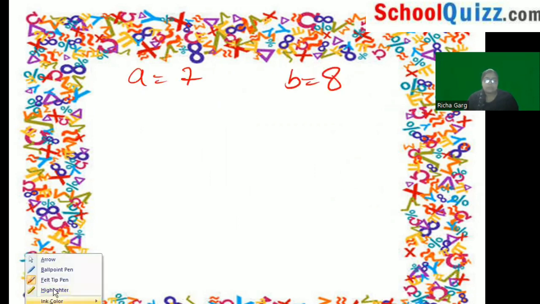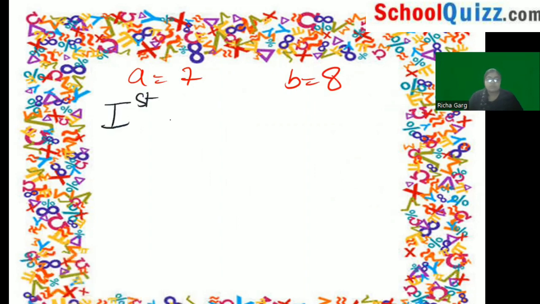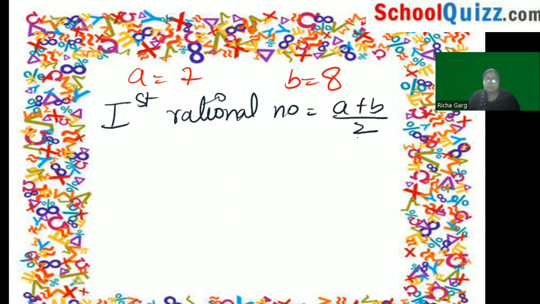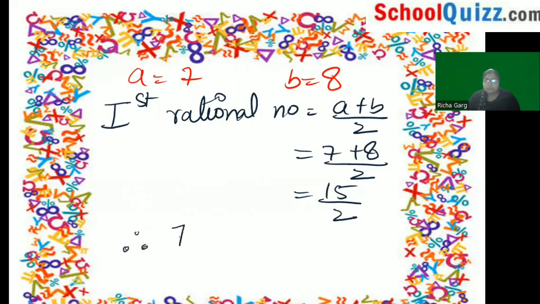So let's start with the first rational number. It will be (a plus b) upon 2. So 7 plus 8 by 2, which is 15 upon 2. Now how will we write it? Therefore, 7, 15 by 2 and then 8, because 15 by 2 lies between 7 and 8.